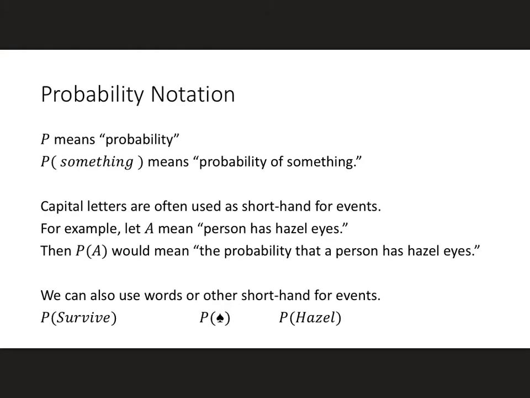So let's look at some probability notation. You're going to just add this to all the other notation we've been working with this semester so far. P means probability. So P of something means the probability of something. Capital letters are often used as a shorthand for events. For example, let A mean a person has hazel eyes, then P of A could mean the probability that a person has hazel eyes. We can also use words or other shorthands for events, and you can see some examples here.